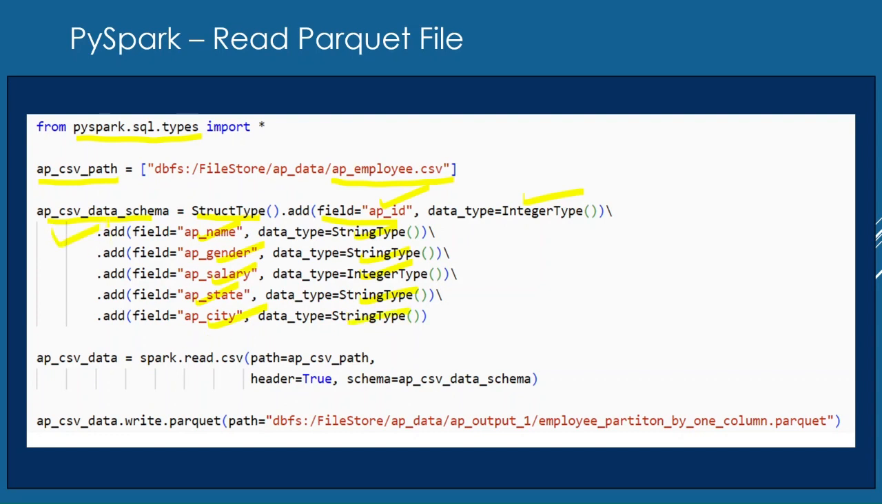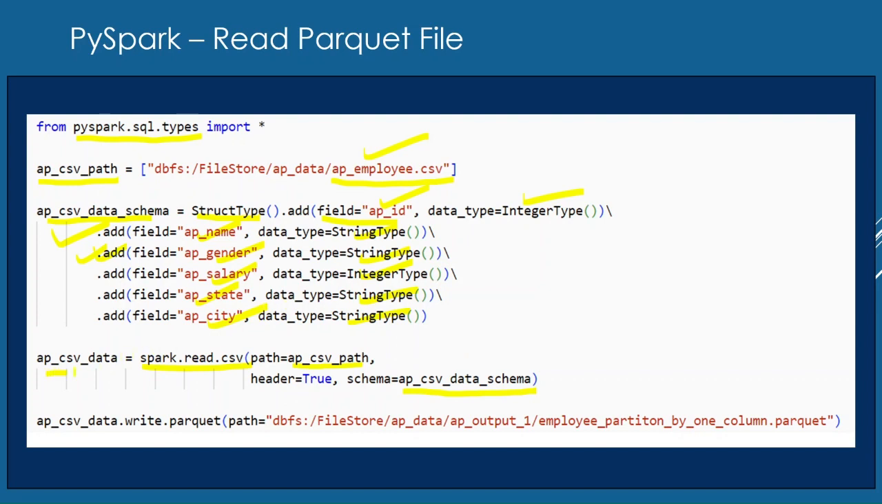Once this custom schema gets created, I am going to read a CSV file with the help of a spark.read.csv function, and I am going to read the CSV file which is present in this list variable. This list variable has the address of the CSV file, which I am going to read with the help of this custom schema. In this custom schema, we have defined 6 columns and their data types.